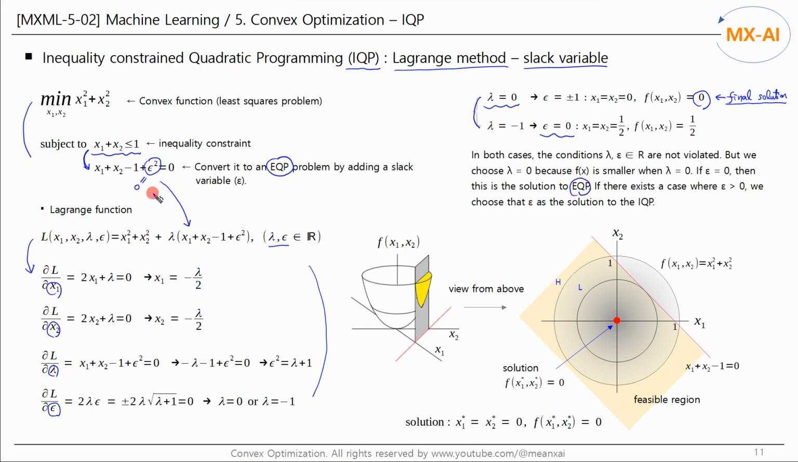If there is a positive epsilon among the candidates, that candidate is selected as the final solution. Let's check this in the graph method. The area to the left of the red straight line, which is the constraint, is the feasible region. At this point, the function f value in this region is the smallest. So this point is the final solution.